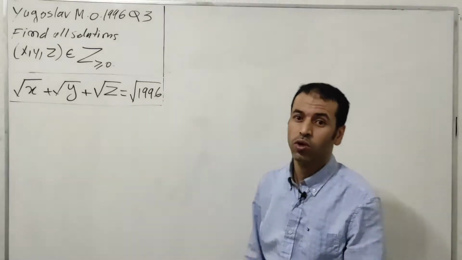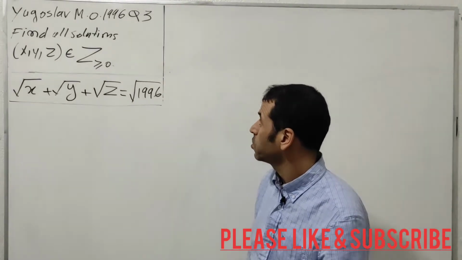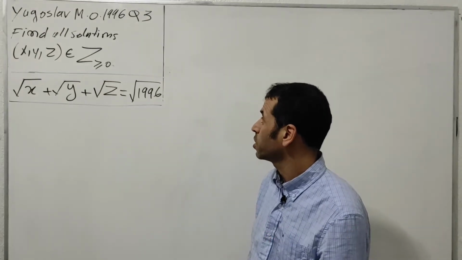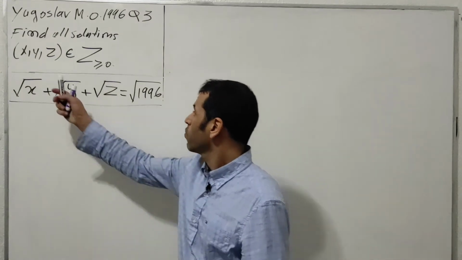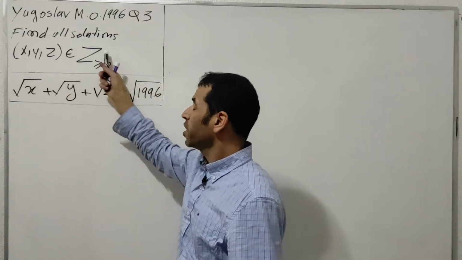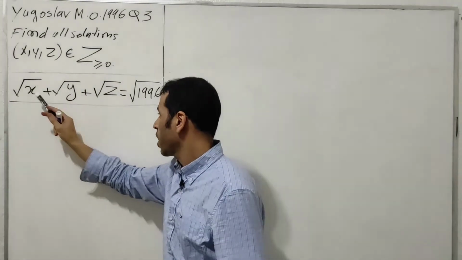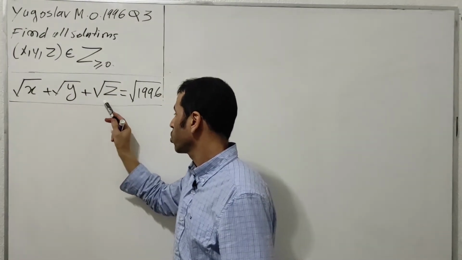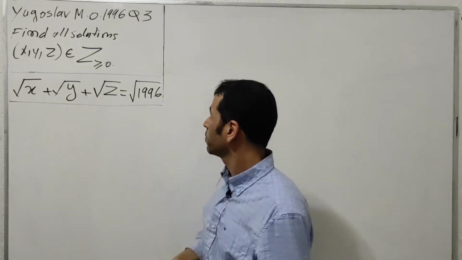In today's video, I would like to introduce a very nice problem of Yugoslav Mathematical Olympiad of 1996, question number 3. Here is the following setup. Find all solutions for this pair x, y, z as non-negative integers. We have this following statement: square root of x plus square root of y plus square root of z equals square root of 1996.